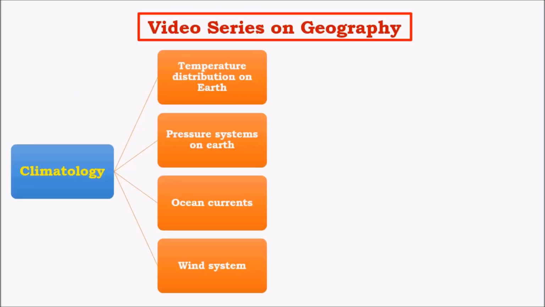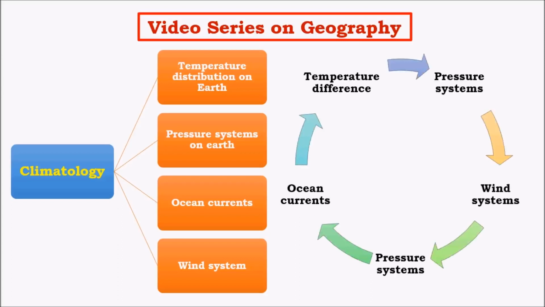Pressure systems, ocean currents and wind systems have a great influence on temperature distribution on Earth, and all these factors are interconnected. Hence these factors greatly influence the climatic factors at various parts of the Earth. Hence it is important for us to understand these major phenomena which influence temperature distribution on Earth.